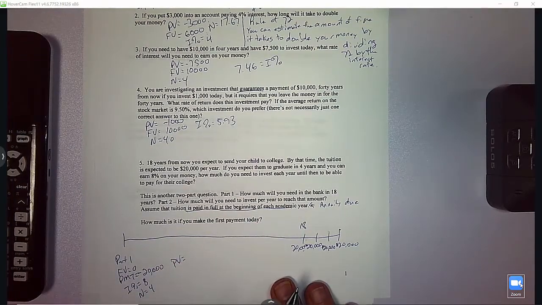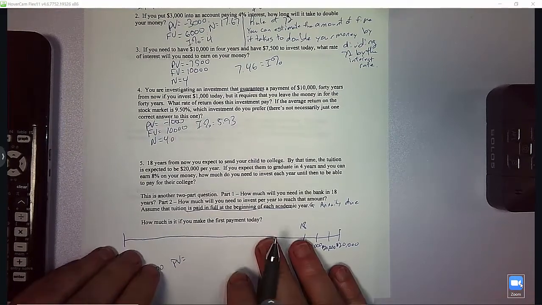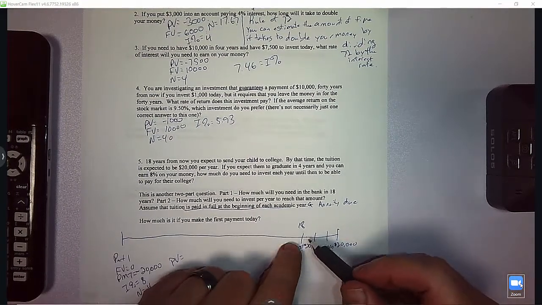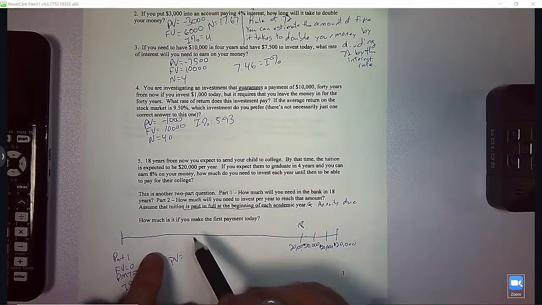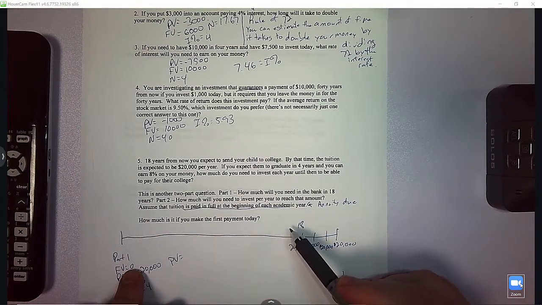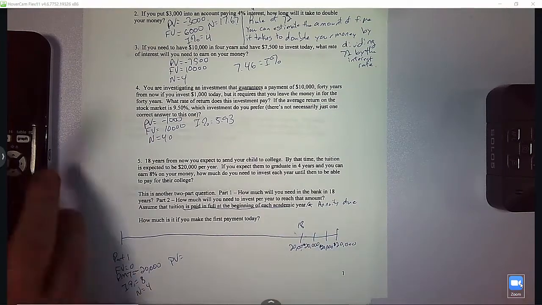And I know that can be a little confusing here because it's 18 years in the future, but I need to find the present value at year 18 so I can figure out how much I need to make each payment along the way to get to that number.